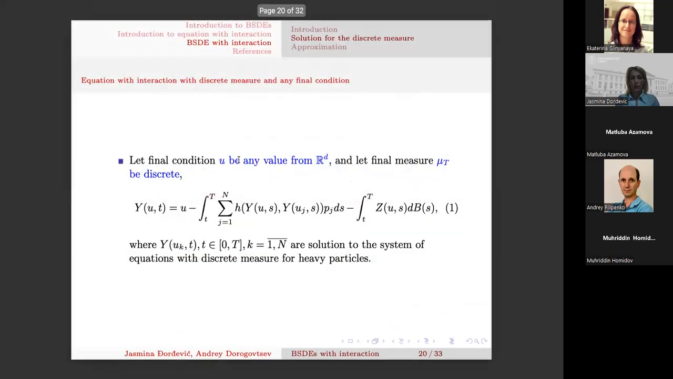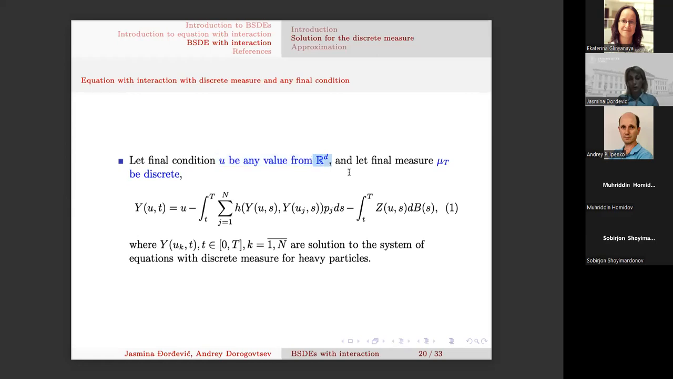So our goal is furthermore to generalize this case, not only for heavy particles, but for particles which have final value in any point in R^d. So we still have a discrete final measure, but we now have any final value U. So this drift is described through function H, which now contains interactions between heavy particles and particles which end in any point from phase space R^d.